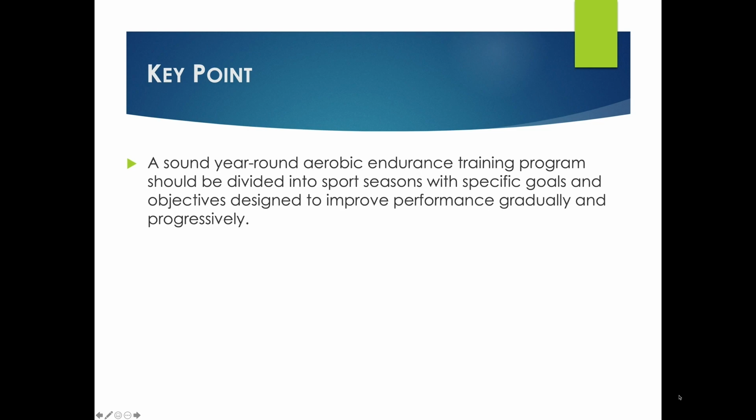It says a sound year-round aerobic endurance training program should be divided into sport seasons with specific goals and objectives designed to improve performance gradually and progressively. Keyword: goals. As you build up these programs for athletes, make sure you have a goal for each one of the seasons, and in all of them you should be making gradual, progressive performance increases with as few injuries as possible.